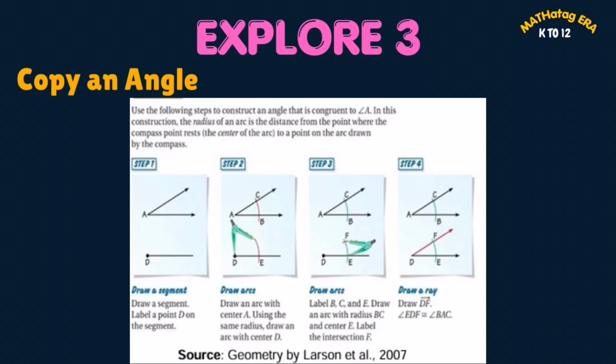Now, measure the distance between points B and C using the compass. Keep the compass opening fixed. Place the compass point at E. Draw an arc that intersects the arc centered at D. Label the intersection point F. Now, connect points D and F. Ray DF forms the second side of the new angle. Ang new angle natin is angle EDF na congruent sa angle BAC. Therefore, angle EDF ay congruent to angle BAC.